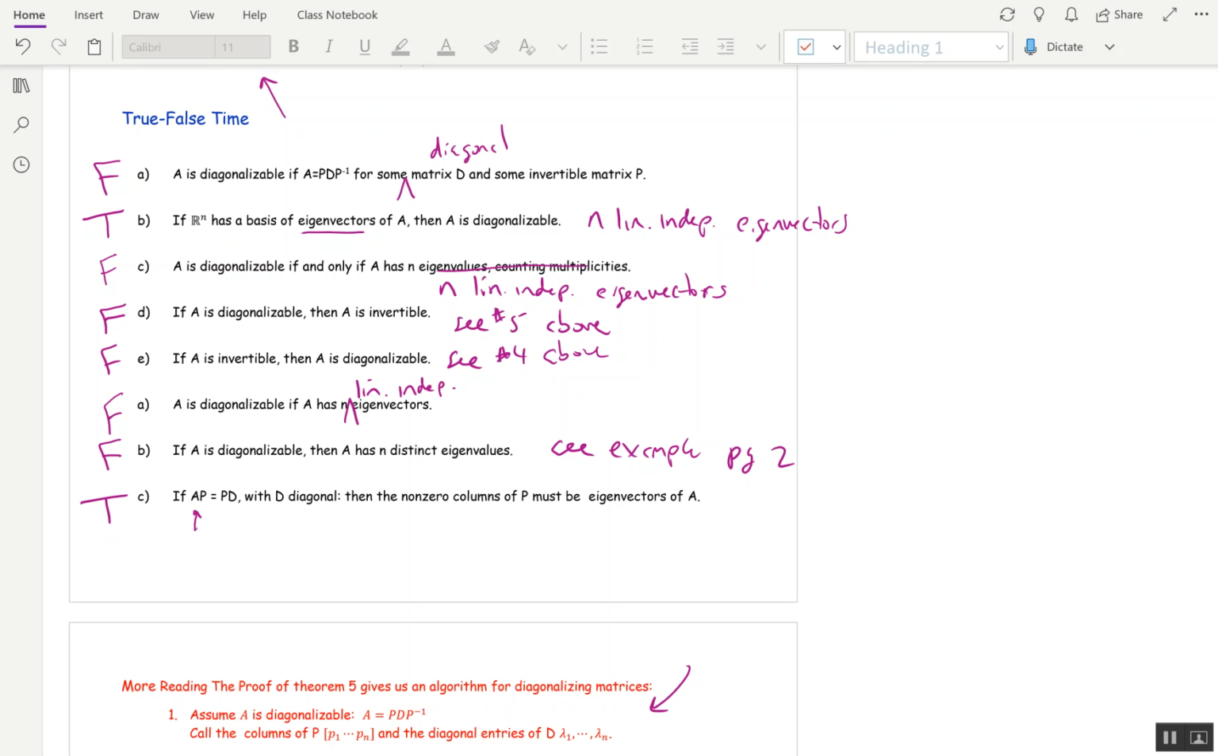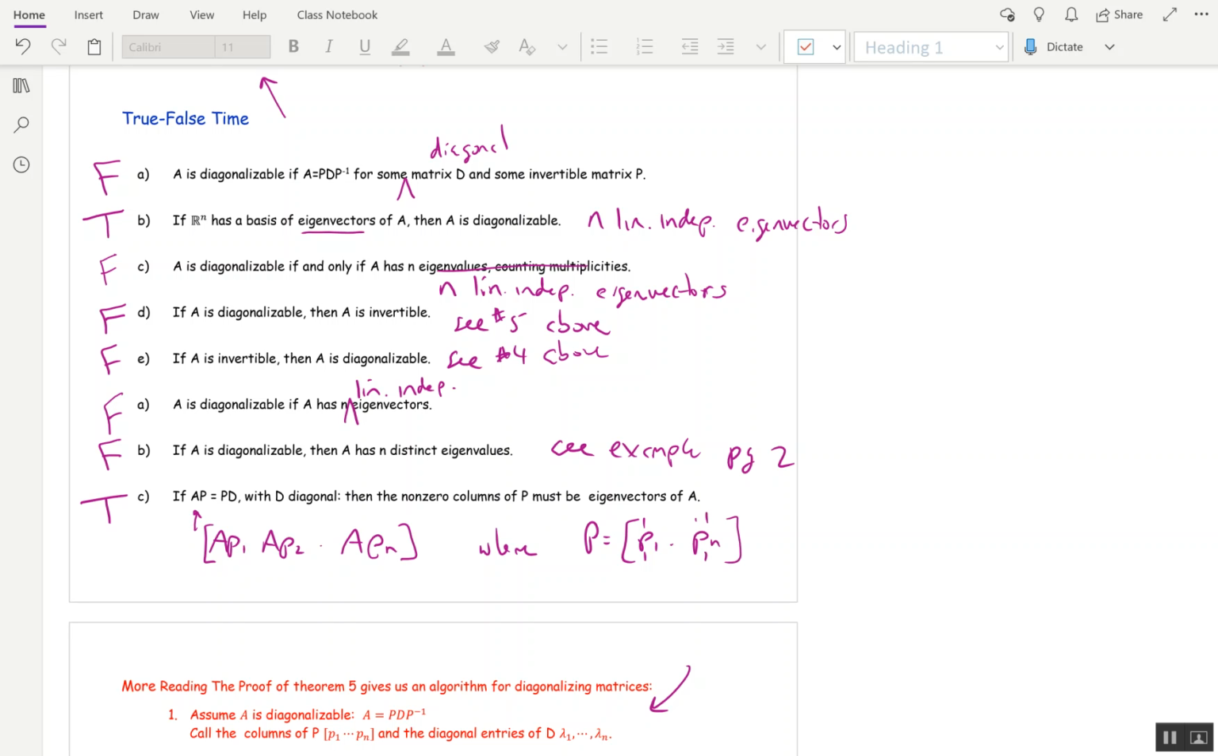The matrix AP is the way we multiply two matrices by definition, not in practice. In practice, we do dotting of rows and columns, but by definition, AP is the matrix with columns AP1, AP2, through APn, where I'm calling P1 through Pn the columns of P. So P is P1 through Pn.